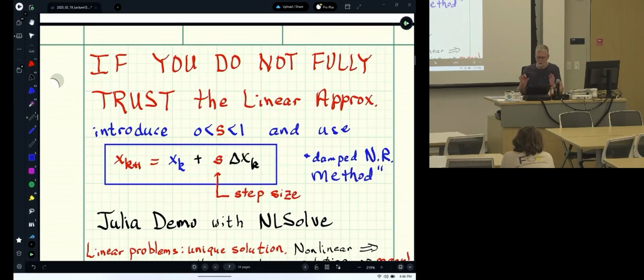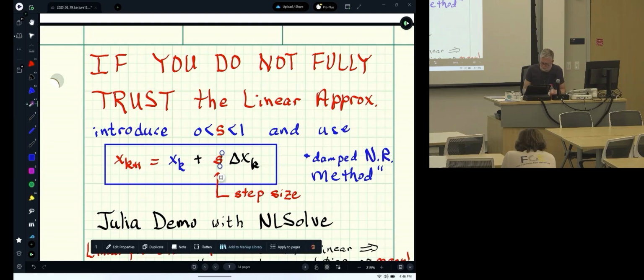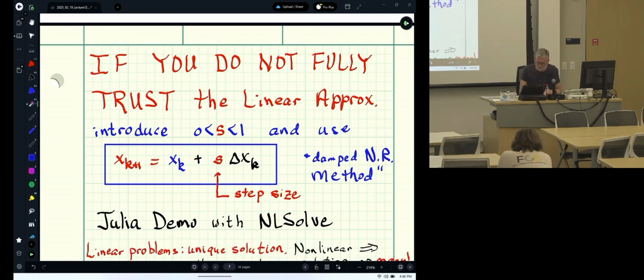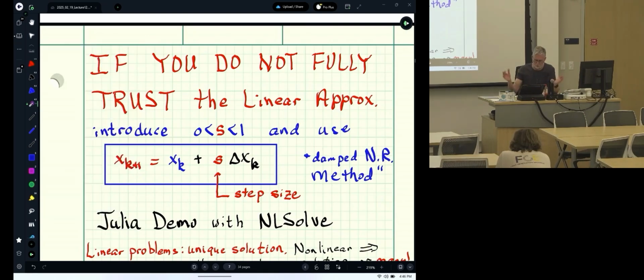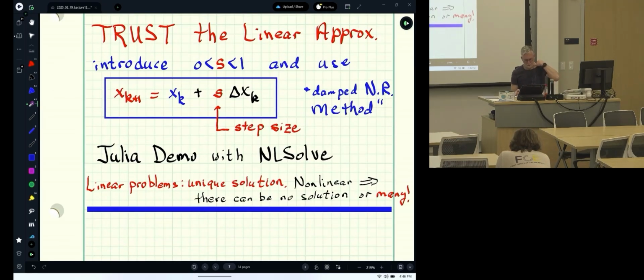And then if you don't fully trust the linear approximation, what you do is you put in a step size, S, that's positive. So 0.1, 0.2, and then you only update partly in the direction defined by delta X. And then you iterate that, and it's called the damped Newton-Raphson method.